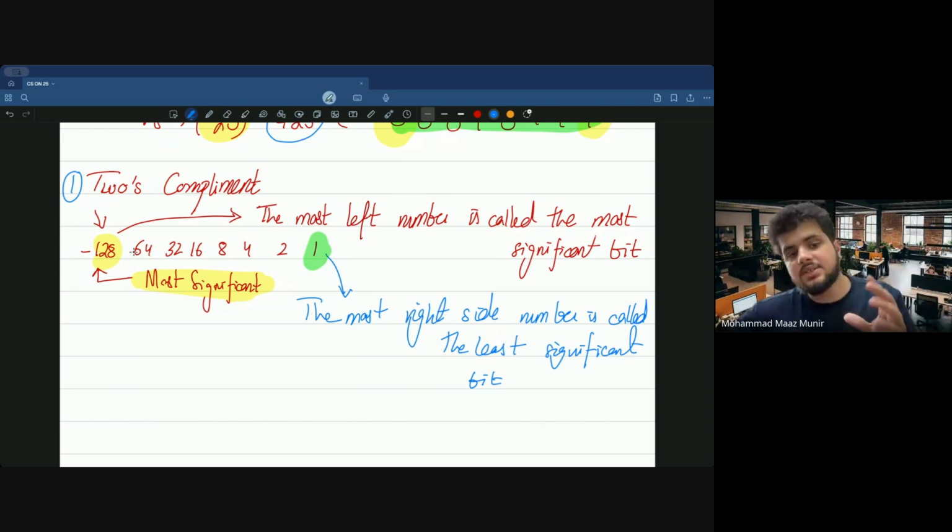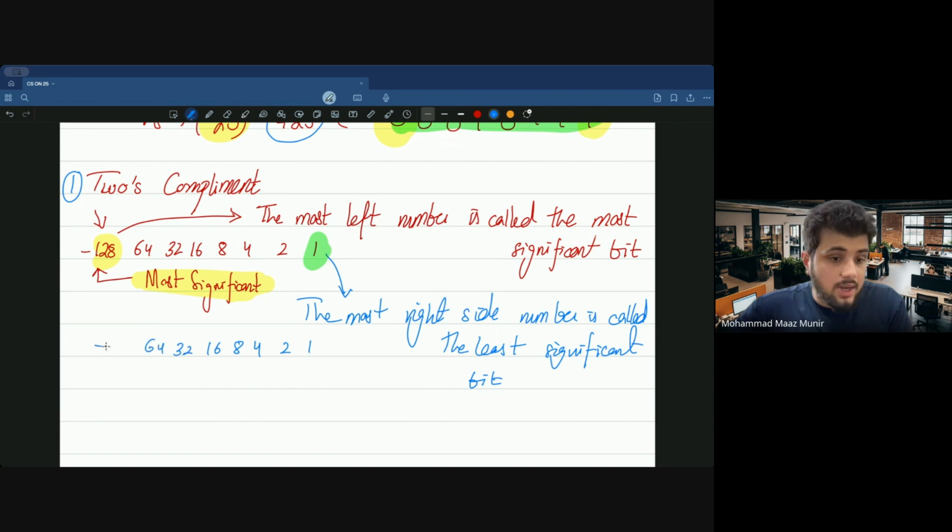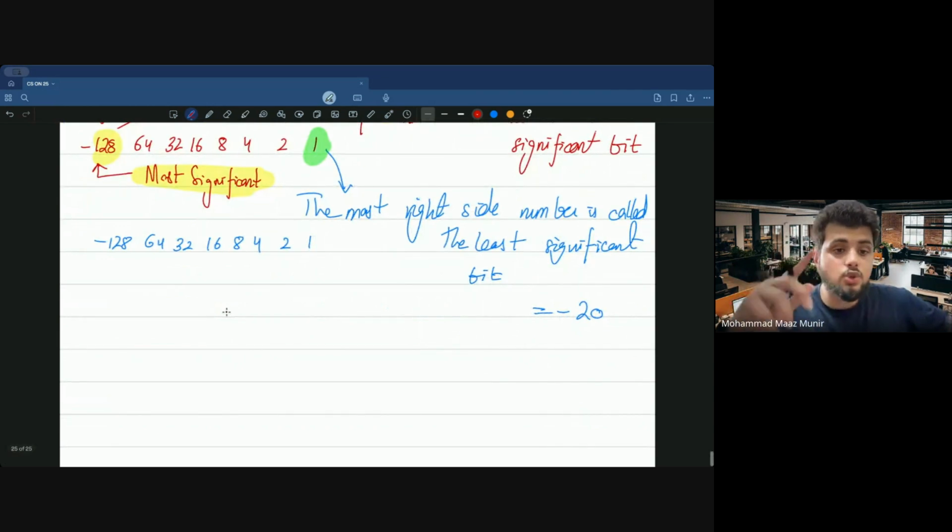Now let's say I have this as negative 128, and I'm going to be writing the values as 1, 2, 4, 8, 16, 32, 64, negative 128. Now let's say I want to portray something like negative 20. How am I going to be putting a negative 128 up here? The first and foremost thing is that whenever the question says 2's complement, this 8th bit will always be a minus 128. We won't be dealing with positive 128.